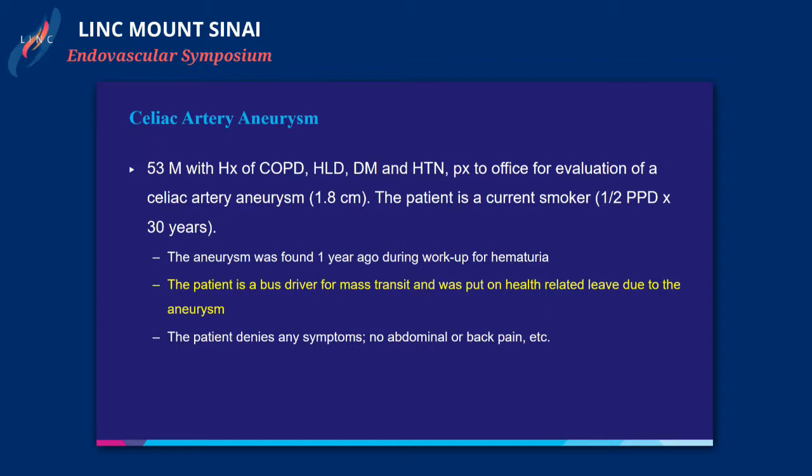He was found to have a celiac artery aneurysm just under 2 centimeters. He was a current smoker, about a half a pack per day for the last 30 years. This aneurysm was found during a workup approximately 1 year prior. He had some transient hematuria. On a CT scan, it was discovered.